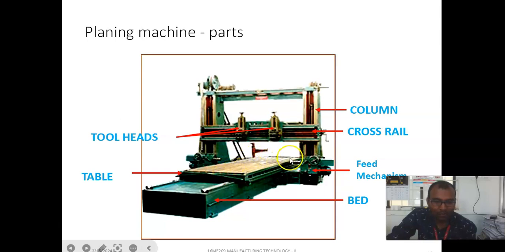This table moves in the forward direction and the backward direction with the help of the electric motor drive mechanism. As the tool is fitted here and the workpiece is fitted here, the table moves in the forward direction and return direction. During the forward stroke, the machining process takes place, and during the return stroke, the machining process does not take place. These are the main parts of the planing machine and also the working principle behind it. Now we will discuss them one by one in detail.